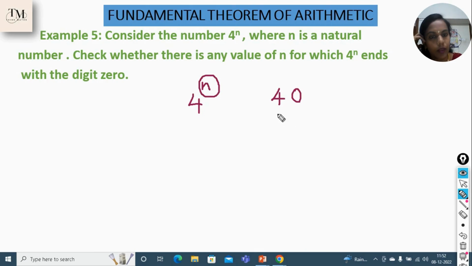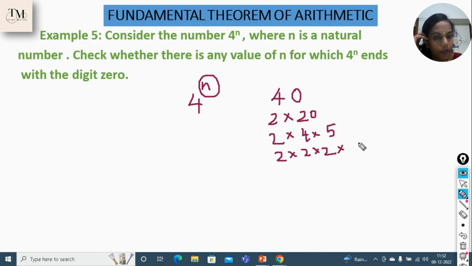So 40, if we factorize this, we get 2 into 20. Again, if we factorize this, 2 into 4 5s are 20. Again, if we factorize, 2 into 2 into 2 into 5. So if I factorize this, I get the factors 2 and 5. So there should be factors 2 and 5 in this.